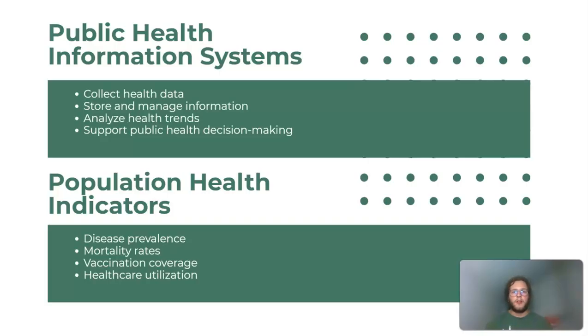Some of the population health indicators that we notice when analyzing public health information are disease prevalence, mortality rates, vaccination coverage, and healthcare utilization. All of these can point us in the right direction when it comes to improving our policies and implementing new changes.